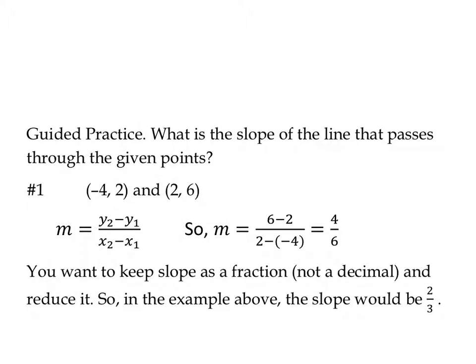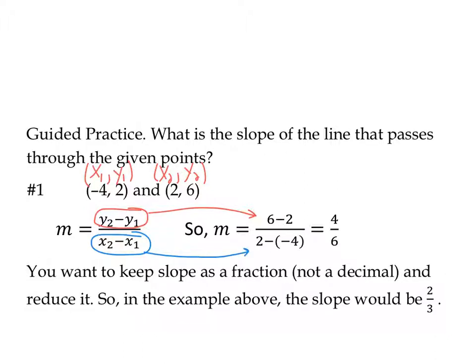Okay. So for this first line, it goes through the points -4, 2 and 2, 6. This would be our x1, y1, and this would be our x2, y2. And so you can see then we subtract y2 minus y1, that's the 6 minus 2, and then we subtract x2 minus x1, 2 minus -4. Keep in mind, 2 minus -4 is 2 plus 4. So 6 minus 2 gives us 4 over 2 plus 4 is 6. So the slope of that line would be 4 over 6, or we could reduce to 2 over 3. We can just keep it as a fraction.